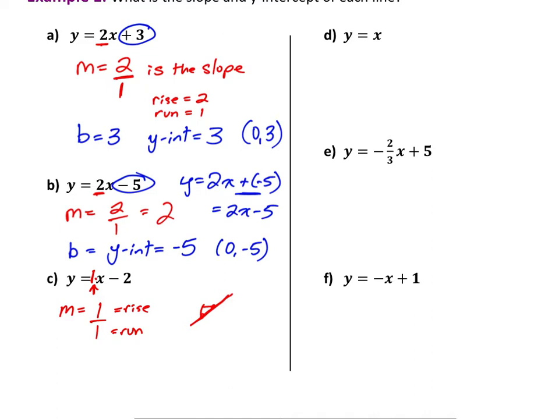Again, the b value, there's subtraction there, so our y-intercept is equal to negative 2, and we know that (0, negative 2) is that point on the graph. Okay, going up to example D, y equals x is our equation, and again, there's no actual number written in front of the x, so that means there's a 1 there, so the slope equals 1.